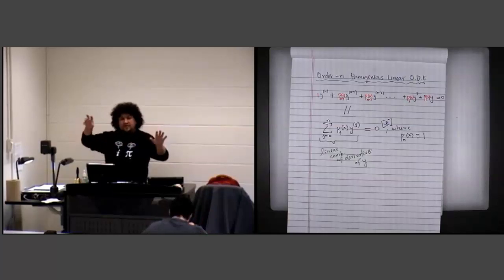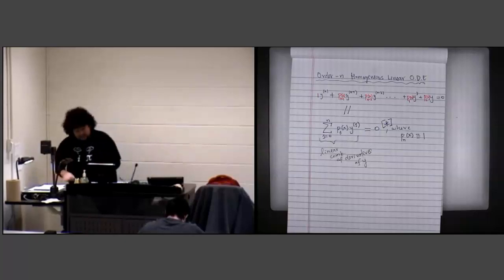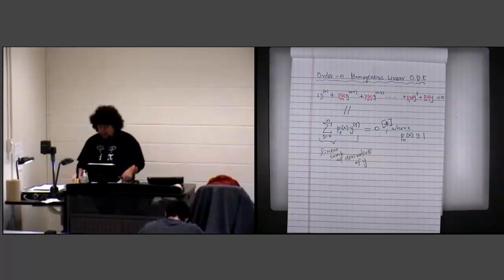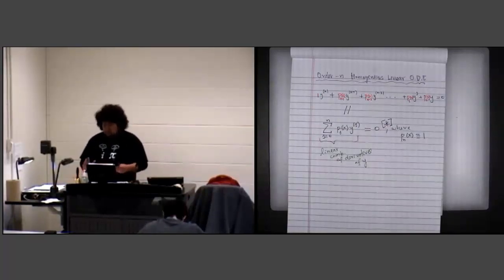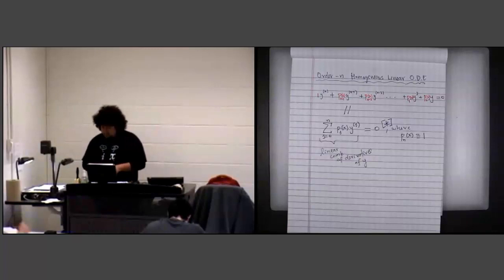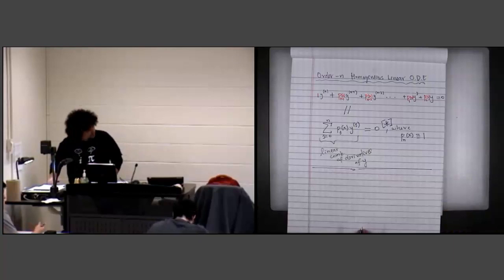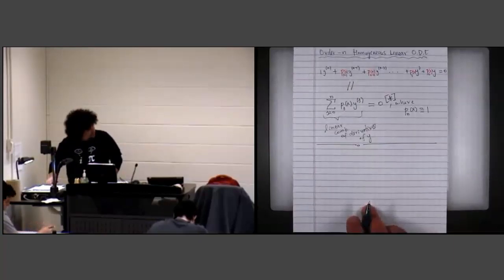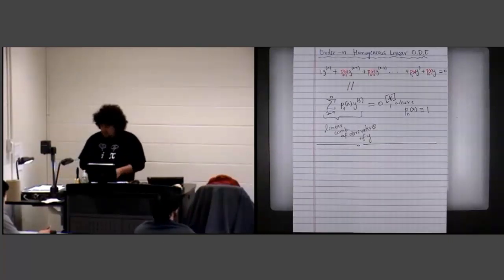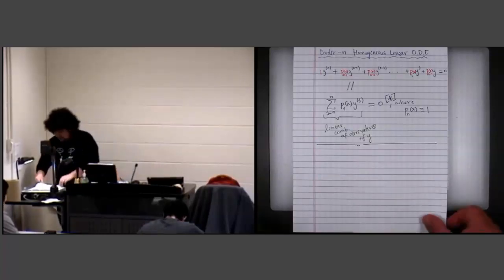By writing the coefficients as p sub j of x, those are just coefficients in terms of the independent variable. They may be constant, they may not be constant, right? But this is part of the formulation of the homogeneous problem. So now let me say something. Let me run the next page.